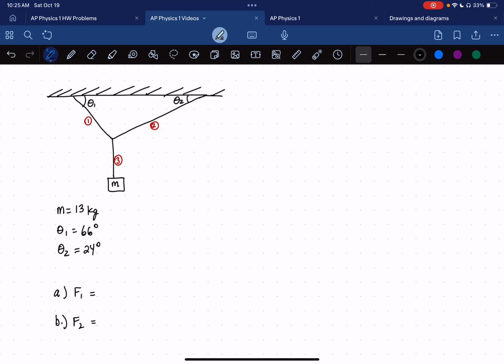So how do we solve something like this? Well, the trick is we're going to do a free body diagram. We're going to make a free body diagram of this location, of this point. So you need to imagine that we're looking at the forces at this location. So I'll do that here. Here's our point.